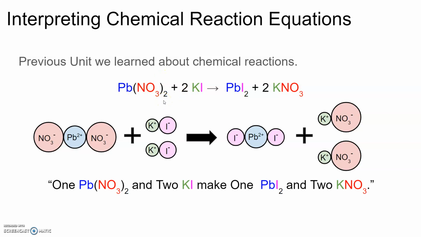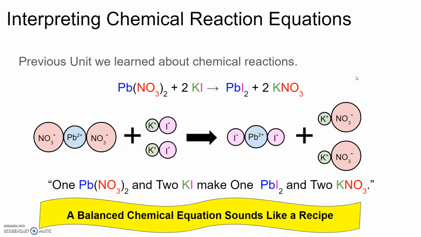Now when we're looking at a reaction equation like this, what we're seeing by the coefficients, which tell us the number of each molecule that we have, is that in this reaction, 1 lead nitrate and 2 potassium iodides go to produce 1 lead iodide and 2 potassium nitrates. So as you can see here, a balanced chemical equation sort of sounds like a recipe, right?